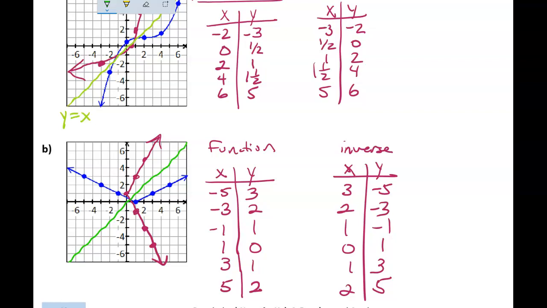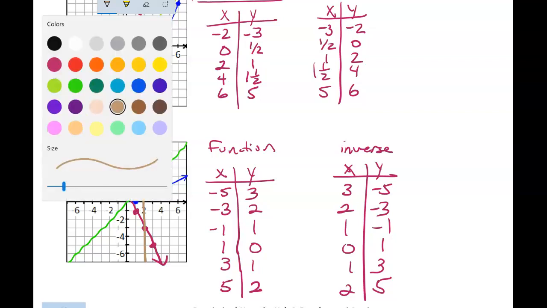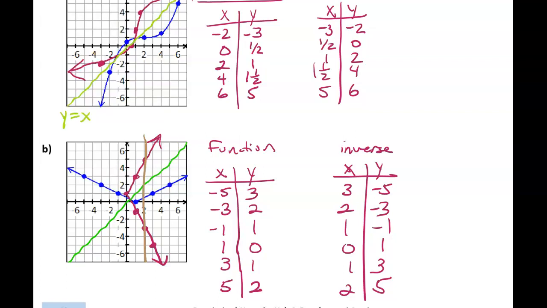Now this time, if I were to pass a vertical line through the inverse function that we just drew, it would intersect in more than one point, meaning there's more than one y value associated with each x value in some cases. So in this case, our inverse is not a function. In our first example, the inverse was a function.